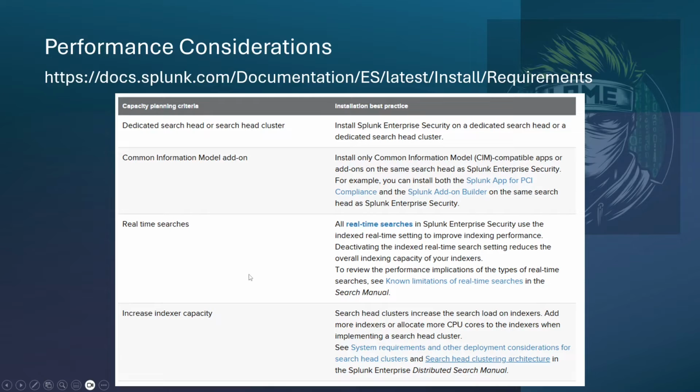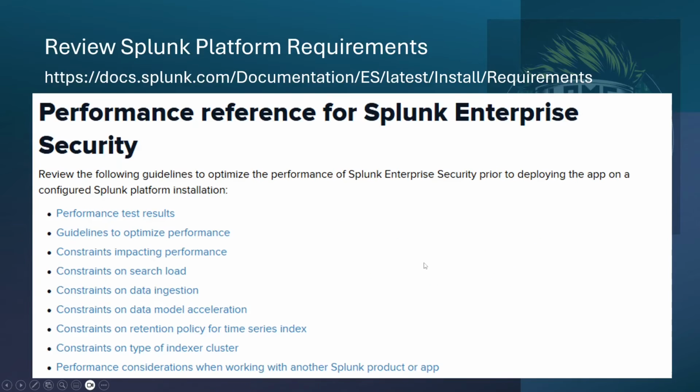Beyond installation, they talk about constraints on search load. You need to monitor and adjust memory consumption and run times of searches, especially in high-volume deployments. Enforcing quality standards for your search processing language, or SPL, is also recommended. Things like time frames and intervals for scheduled searches. Then there are constraints on data ingestion to consider when scaling.